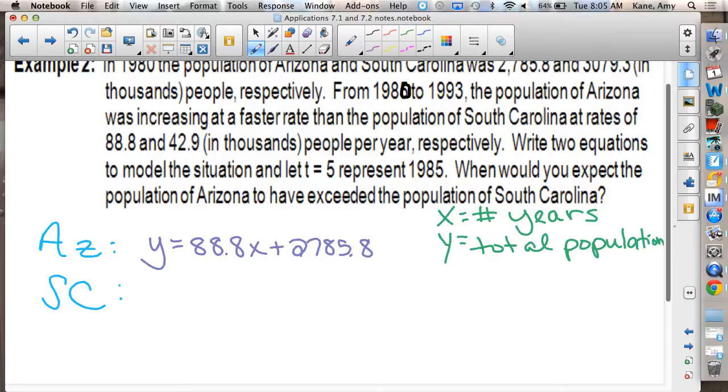So my rate of change, every year we have an increase of 88.8 people, and then the initial amount, 2785.8. So looking at South Carolina, it has a rate of change of 42.9, so every year that number of people are being added to the population in South Carolina. Its initial population was 3,079.3.